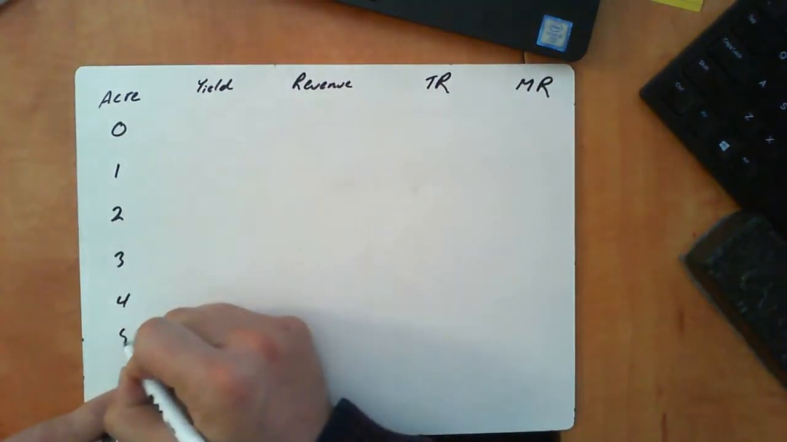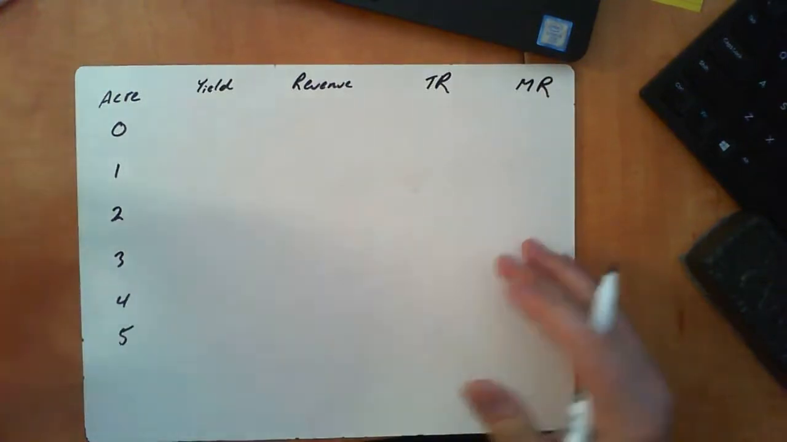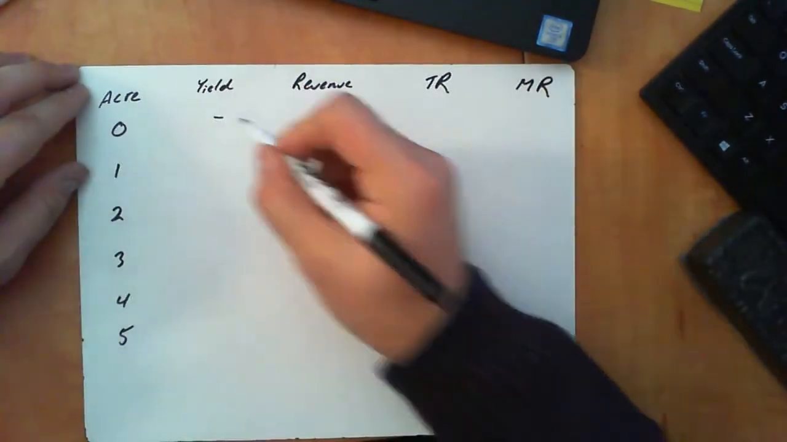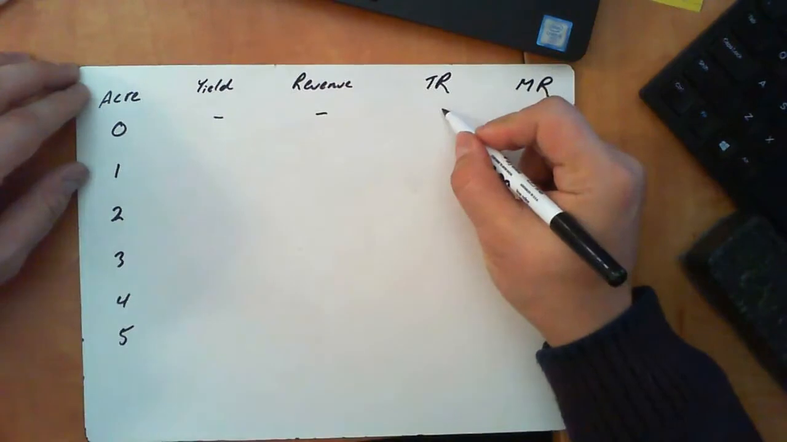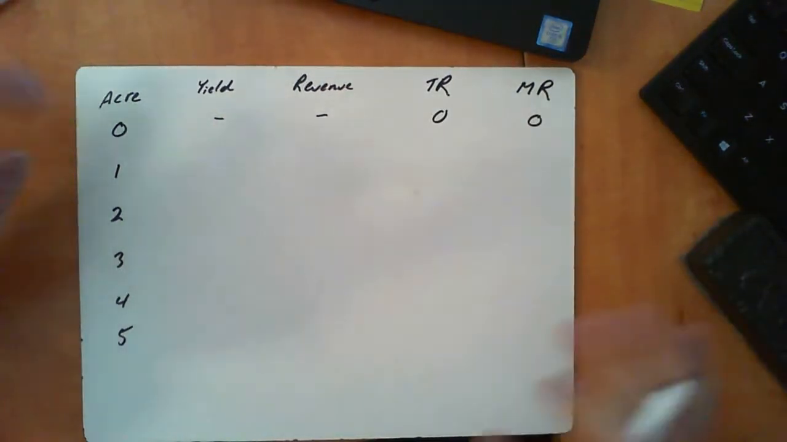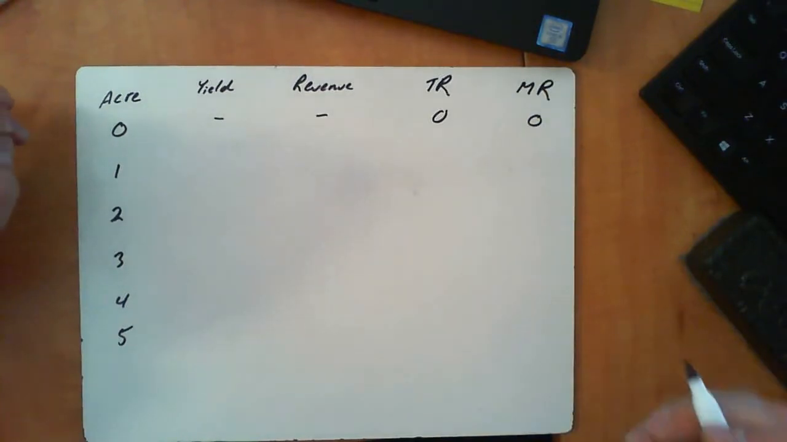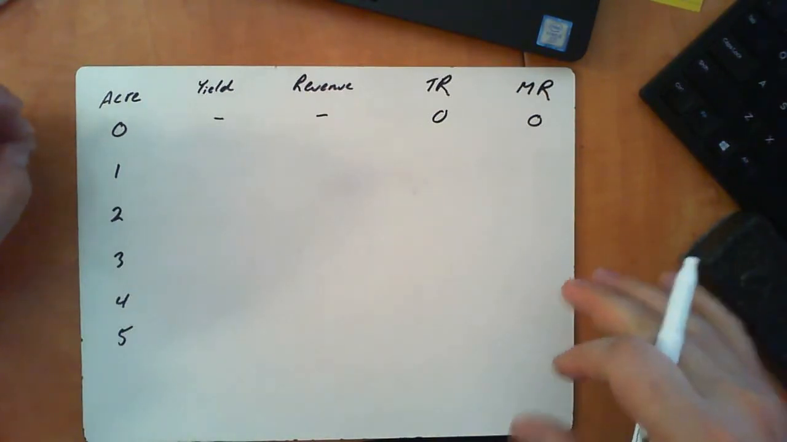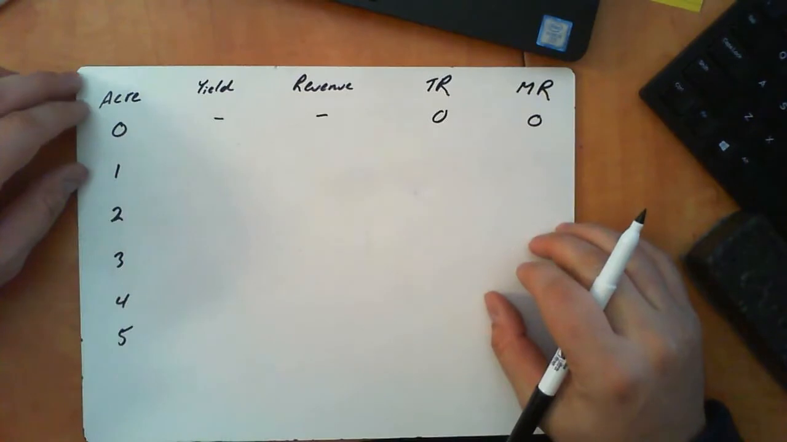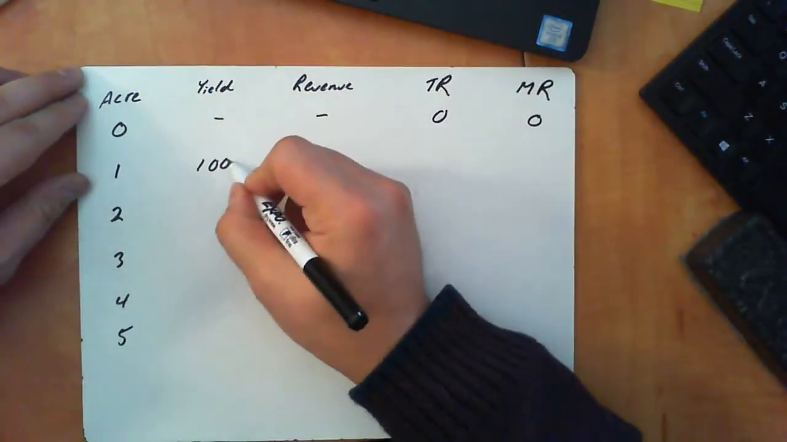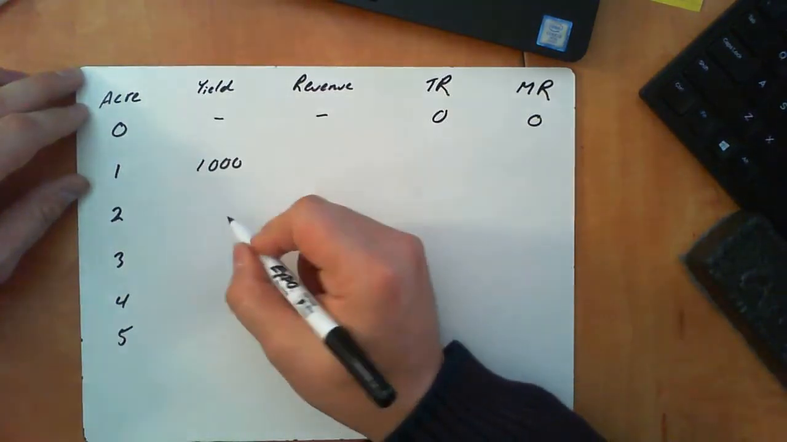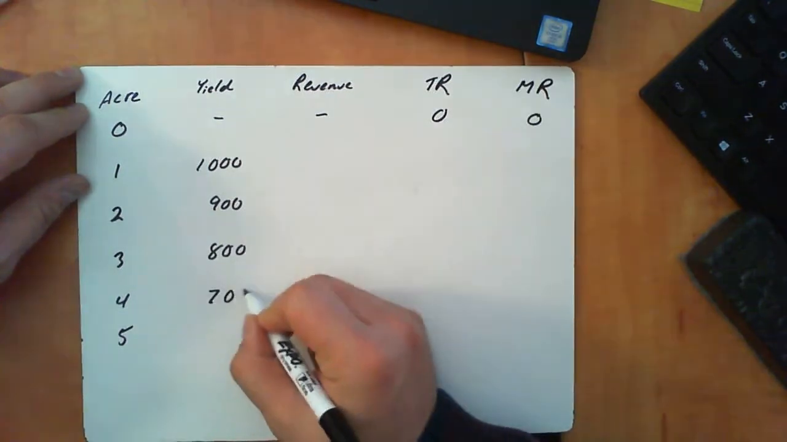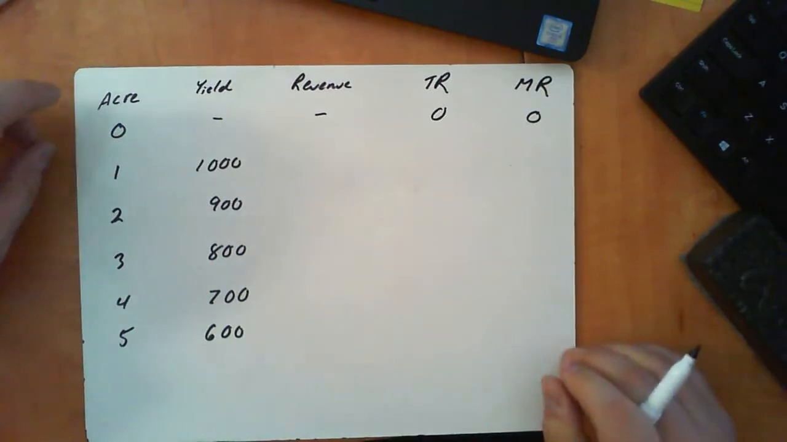Okay, so we have 5 acres. Acres 1, 2, 3, 4, and 5. If he plants 0 acres, there is 0 yield, there is no revenue, no total revenue, and no marginal revenue. And so his 5 acres of land show diminishing returns because some are better suited for wheat production than others. The problem says the first acre can produce 1,000 bushels of wheat. The second can produce 900. The third 800, and so on.